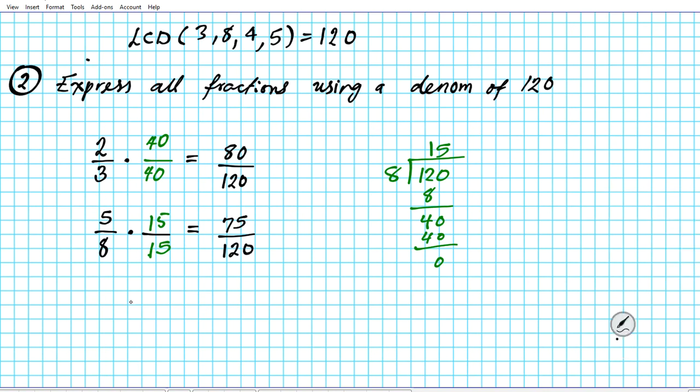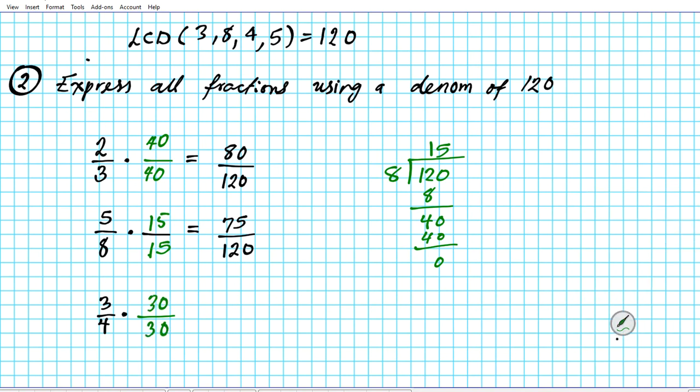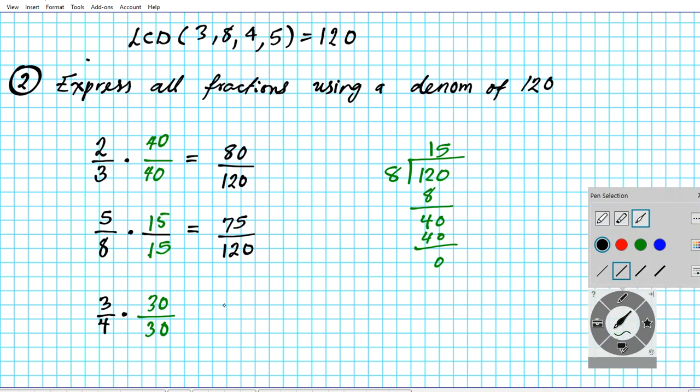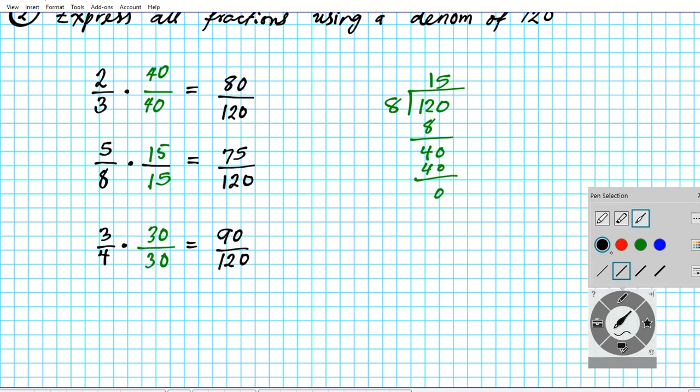The next one is 3 over 4. So 3 over 4, we're going to multiply it by a number, a version of 1, where the denominator becomes 120. So 4 times 30 will give us 120. So the same on the top and bottom. And then we will have 90 over 120 as the equivalent fraction of 3/4 with a denominator of 120. Last one, 4 over 5.